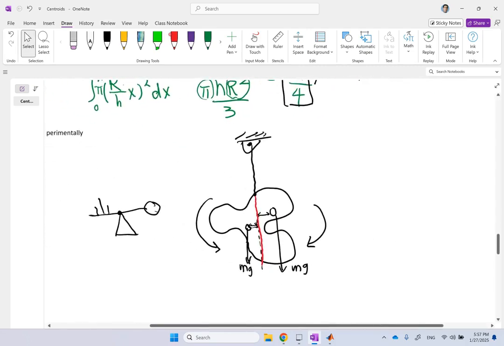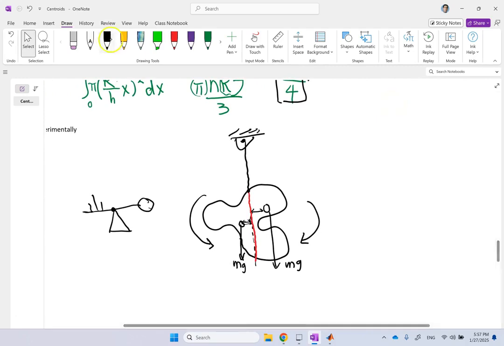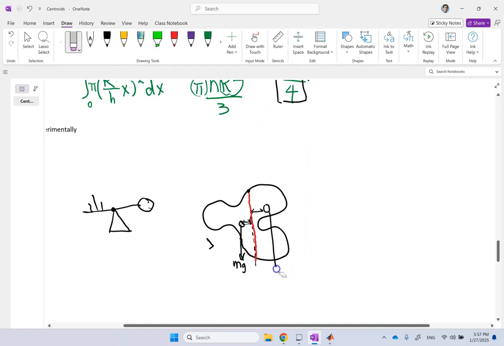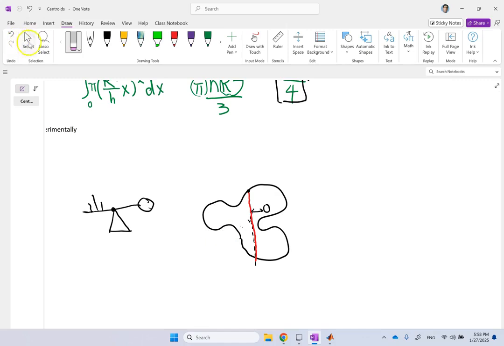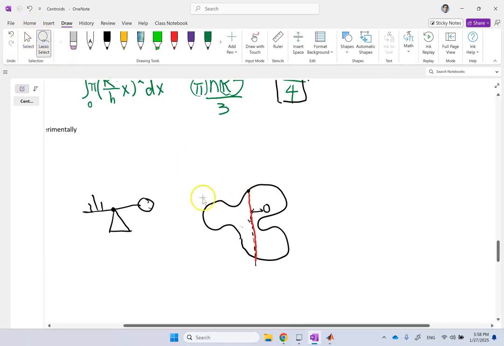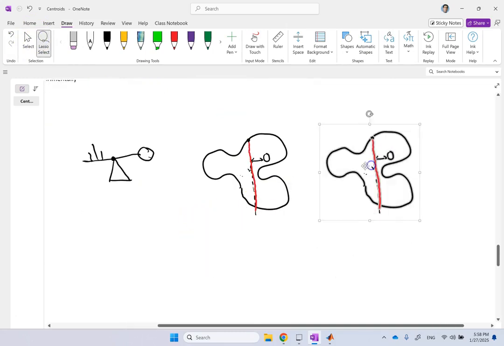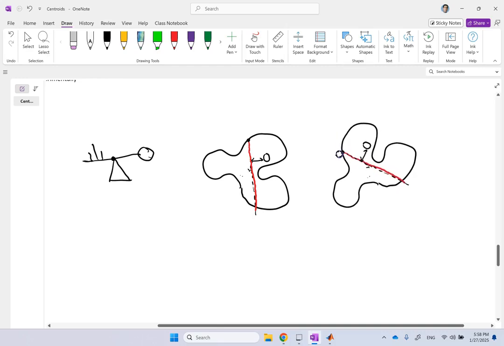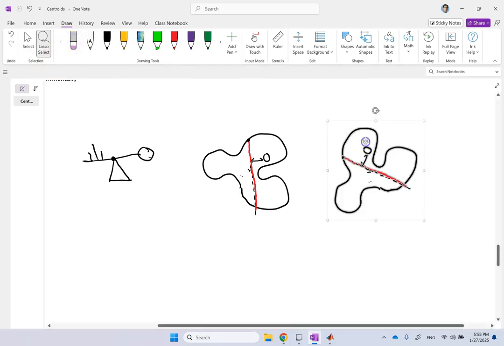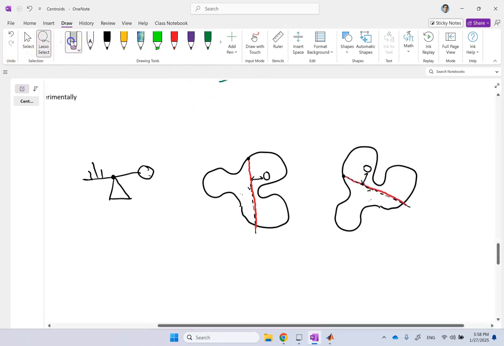Then I go ahead and redo the same thing, right? But this time I hang it from another point. So I repeat the same experiment. And this time, let's see if I can use the tools of Microsoft OneNote and do something nice. If I copy this here, this time I'm going to rotate it. And as I said, hang it from another point. So this time I pick another point here and hang it from there.